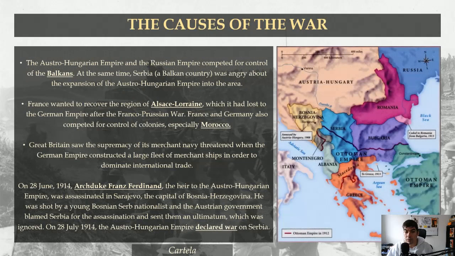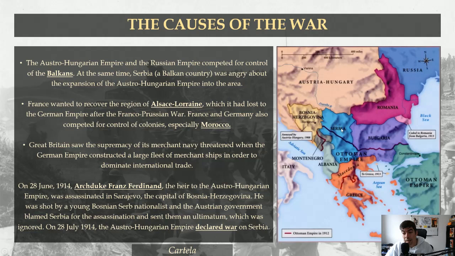We have several causes for the start of this war. First, the Balkan conflict, because both the Austro-Hungarian Empire and the Russian Empire competed for the control of the Balkans, as well as the Ottoman Empire. At the same time, Serbia, which is this country here, was angry about the expansion of the Austro-Hungarian Empire into the area, because they annexed Bosnia-Herzegovina in 1908.